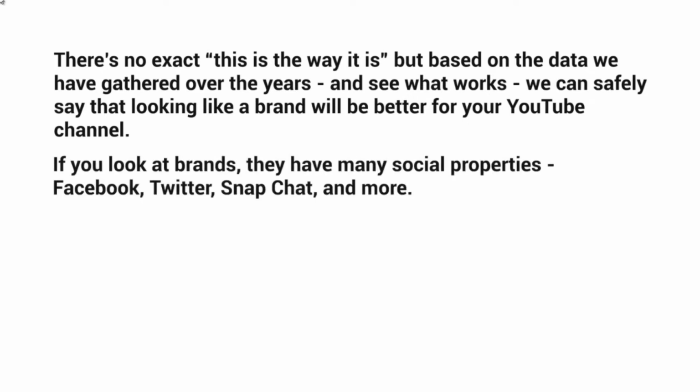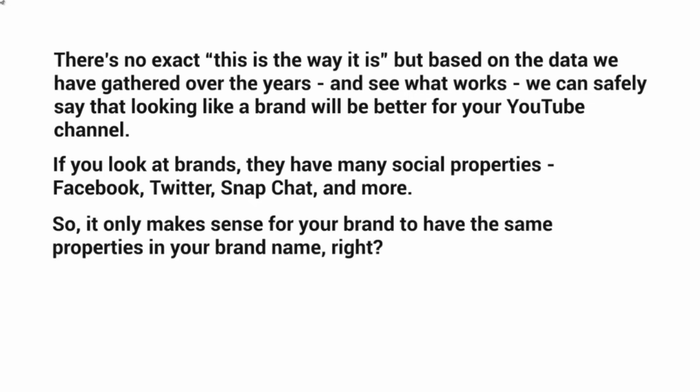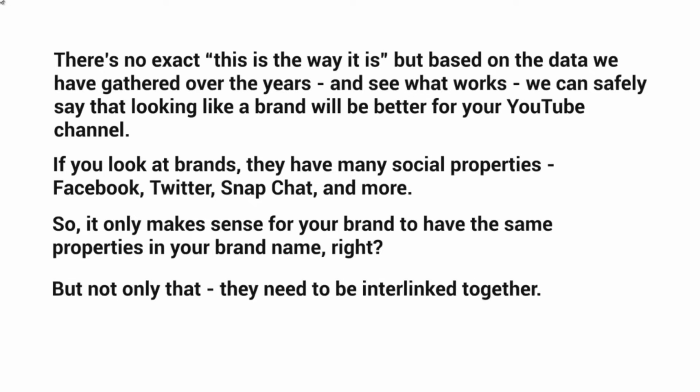Now, if you look at brands, they have many social properties besides YouTube channels. They've got Facebook, they have Twitter, they have Snapchat, and more. So it only makes sense for your brand to have the same properties in your brand name and interlinking to each other, right? So let's say, for example, that you upload a video to YouTube. Then it's going to make sense for you to post that same YouTube video or share it via Facebook, Twitter, Snapchat, and more. So essentially, we're interlinking them together.